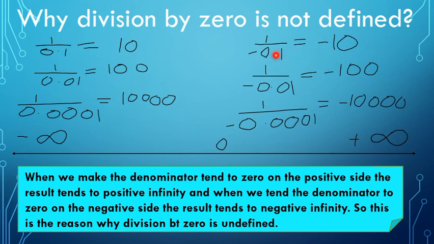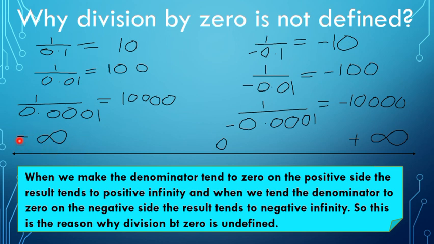Let's take some negative numbers tending to 0. Let's say 1 by minus 0.1, you get minus 10. 1 by minus 0.01, you get minus 100. 1 by minus 0.0001, you get minus 10,000. So as you can see, as we take negative numbers tending to 0, the result is going towards negative infinity. So as we tend the numbers towards 0 from the negative side, the answer tends towards negative infinity.